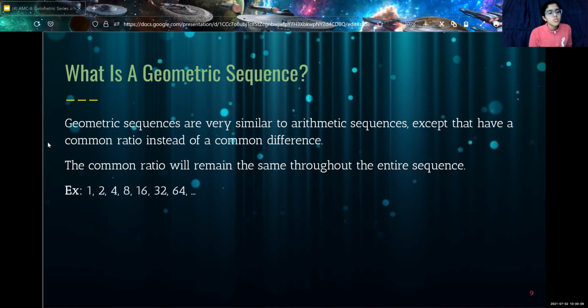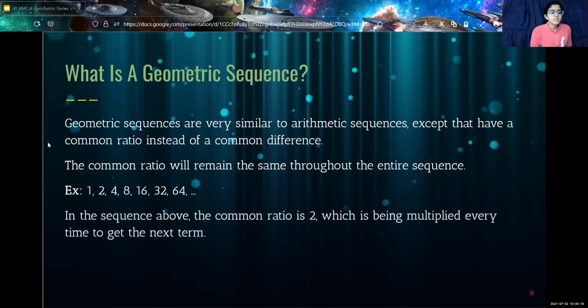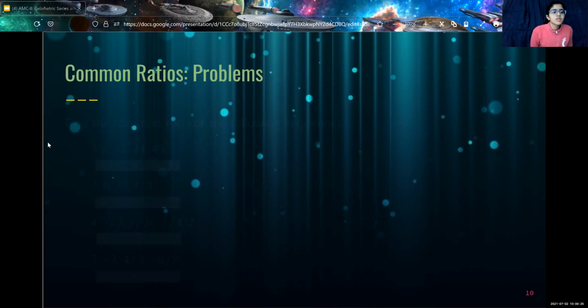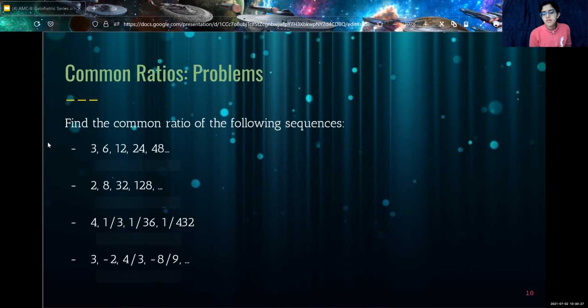For example, 1, 2, 4, 8, 16, 32, 64 has a common ratio of 2 because you're multiplying each term by 2 to get the next term. And that ratio stays the same throughout. In the sequence above, the common ratio is 2. Using this, find the common ratios of the following sequences. 3, 6, 12, 24, 48. So in the chat, what would the common ratio be?